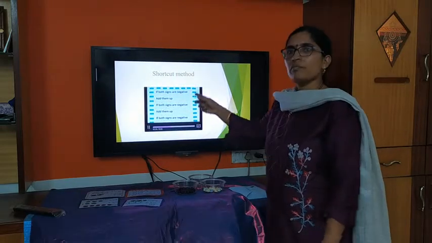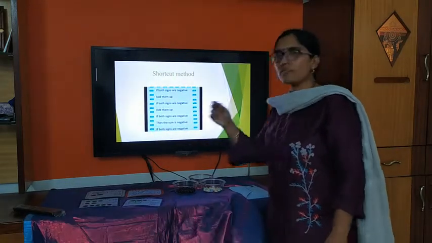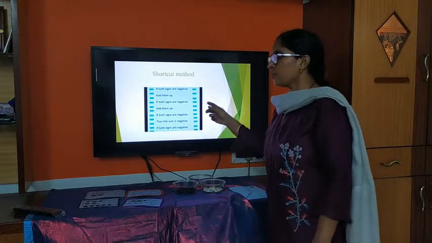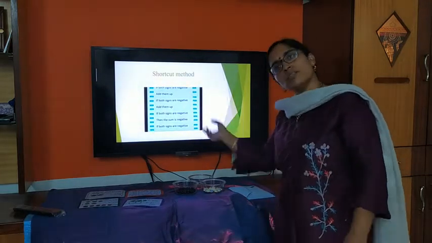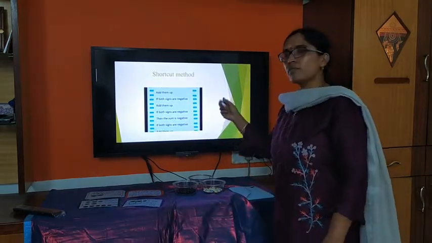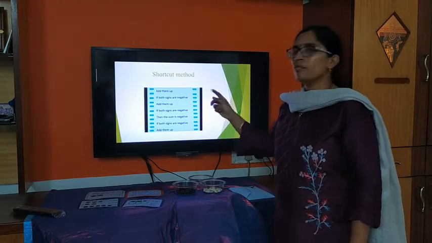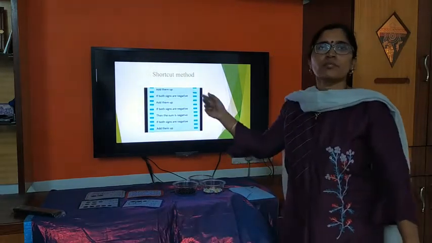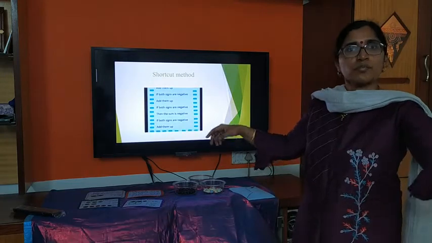If both signs are negative, add them up. If both signs are negative, then the sum is negative. If both signs are negative, add them up.